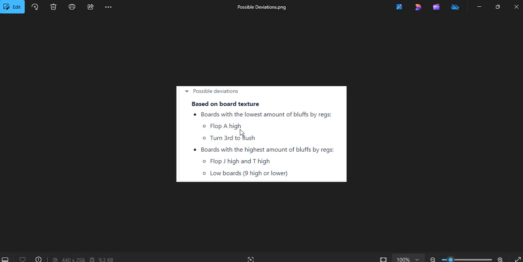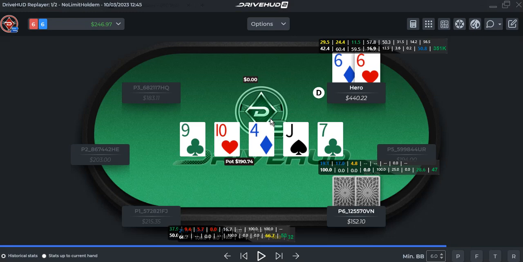What do deviations say? Boards with the highest amount of bluffs by regs are jack and 10 high or lower. What is this board? This board is a 10 high board. Remember, on 10 high boards, you do not get range bets. You do not get the range bet on a 10 high board in a 4-bet pot because you have too much ace king. Players are not going to know this fact and over c-bet on 10 and jack high boards. We take all this into account and we decide to make the call.